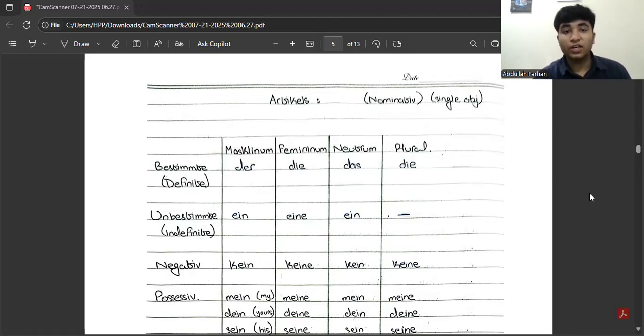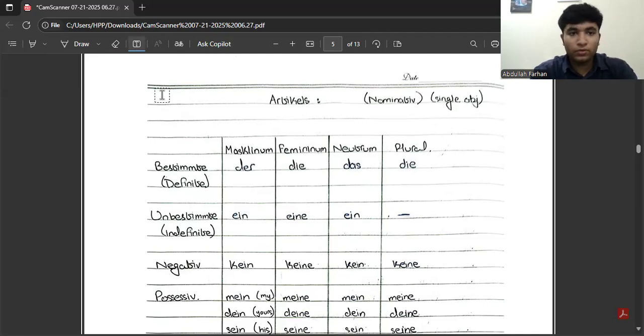Now, starting off, the first, foremost, and simplest variation that we've got, the first case, is the nominative or the single object case. But first of all, let's discuss what we mean by nominative, what we mean by accusative, what we mean by dative. You may have heard these terms thrown around.